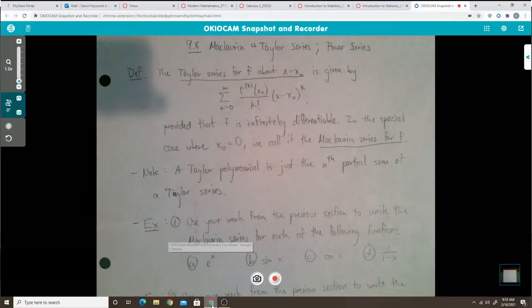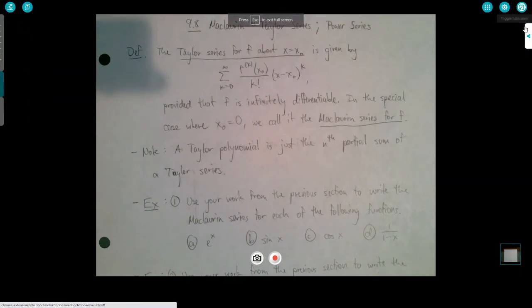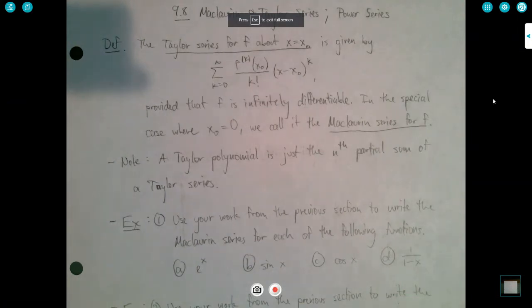All right. So in the last lecture, we talked about Maclaurin and Taylor polynomials. In this lecture, we're going to talk about Maclaurin and Taylor series, which are special kinds of power series. And it's really not a huge leap from what we did in the previous section. In fact, you'll see that it's really the same thing, with one small minor detail. Okay, so here's how it works.